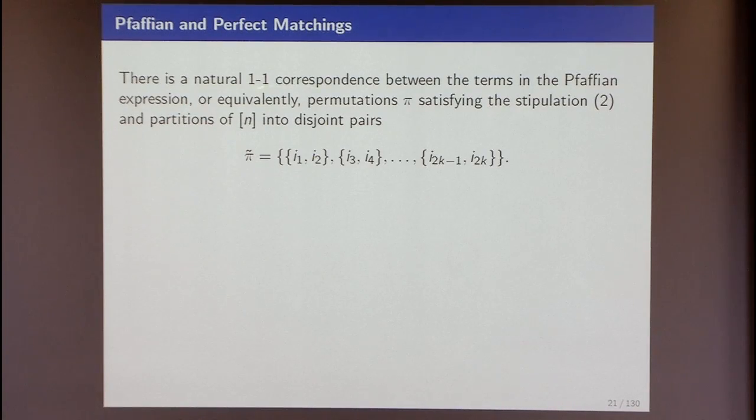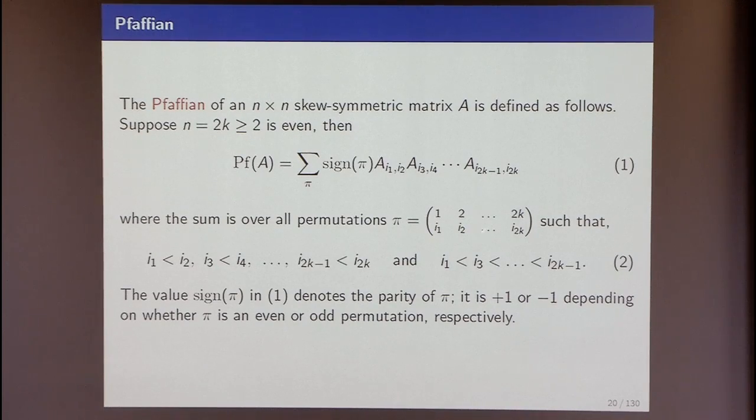All right, as I said, there's a one-to-one correspondence between the Pfaffian terms and these partitions. And of course, every permutation, whether or not it satisfies the stipulation of this ordering business, corresponds to such a partition, right? You just pick the first two, then the second. But for every partition, there's a unique way to write down this permutation.